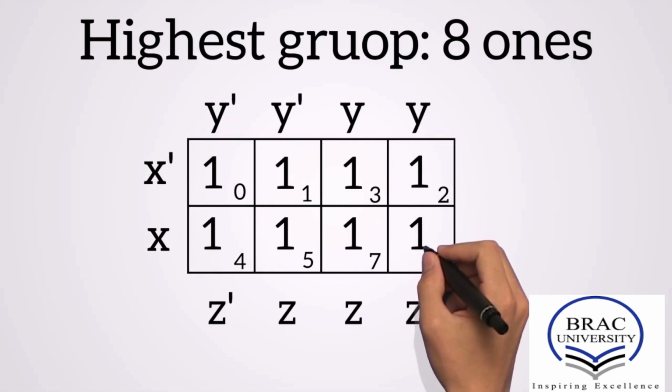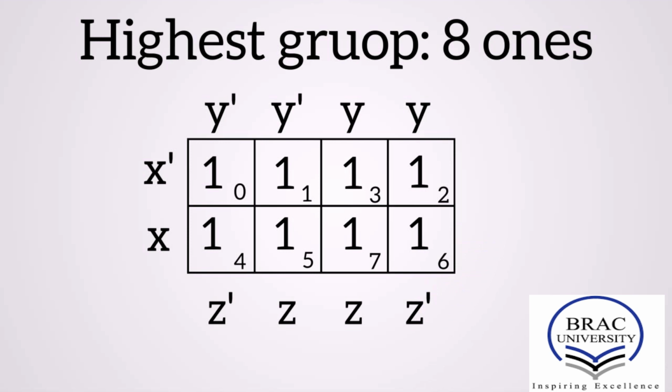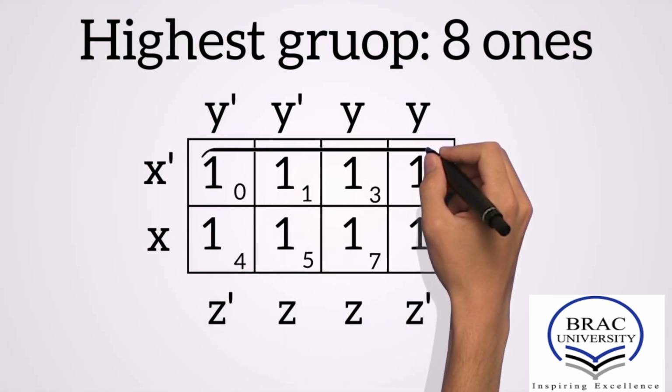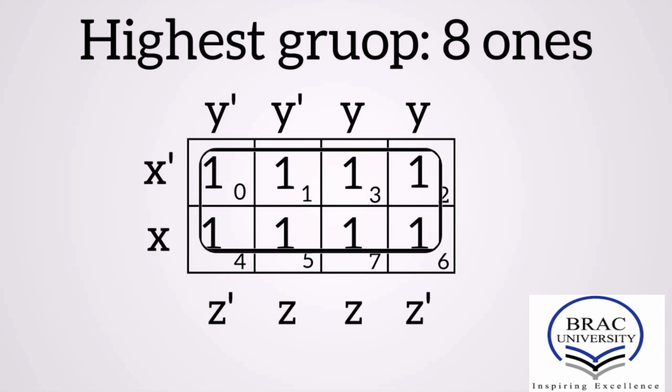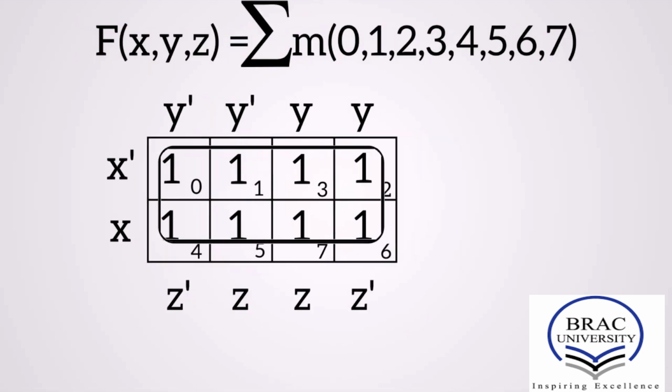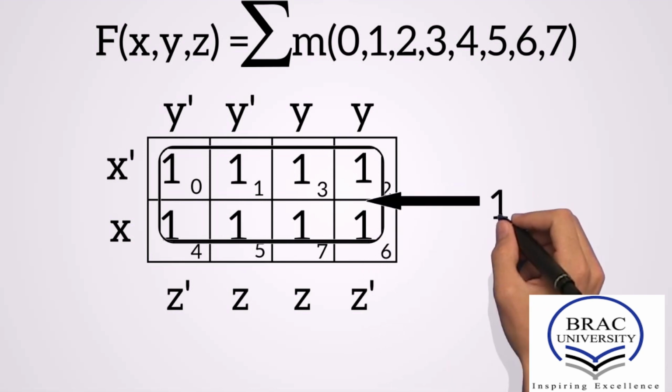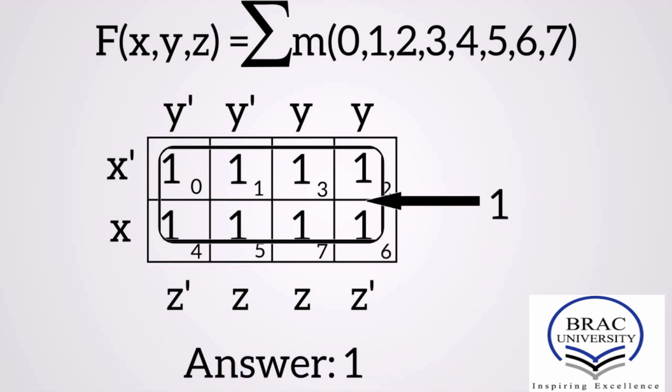Now let's focus on the grouping. We can make a highest group of 8 ones for 3 variables. Since all the boxes are grouped together, therefore our value for the group is 1. This is our answer.